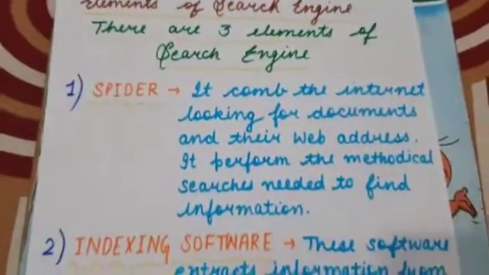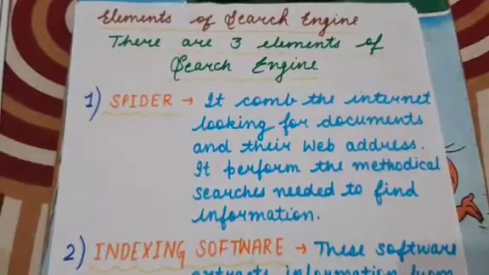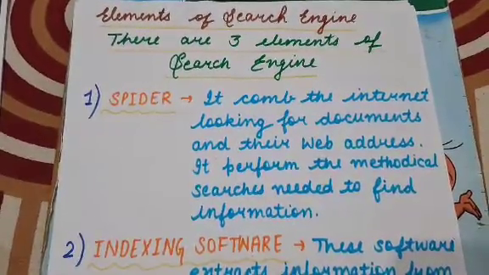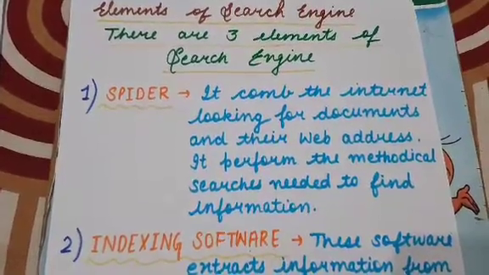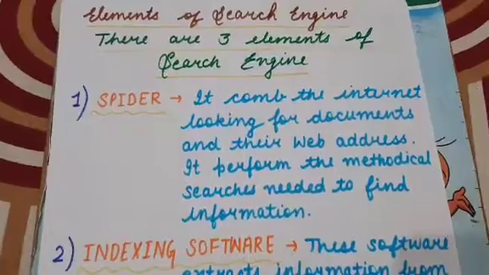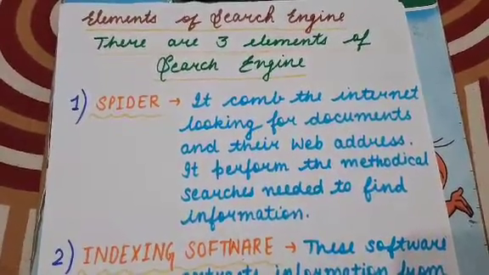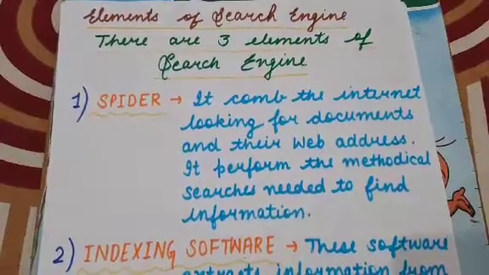First is the spider. It combs the internet looking for documents and web addresses, and it performs the mathematical searches needed to find the information. The spider is software that is part of the search engine. It collects a number of websites for the required document.